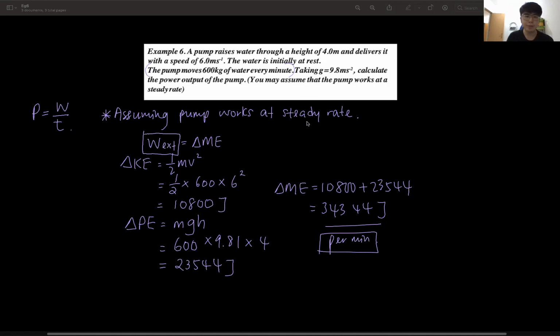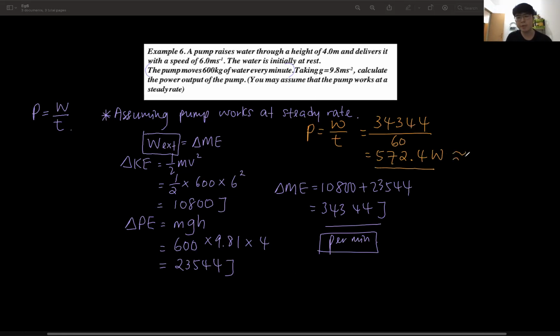Now, to calculate power, then we just put in the equations here. P equals W over T equals work total. This is the total energy. So 34344 divided by, this is per minute, right? We want per second, so divide by 60 equals 572.4 watt. This is my answer. Maybe I can approximate it to 572, three significant figures. Yes. Oh, sorry, my mistake here. This is watt.